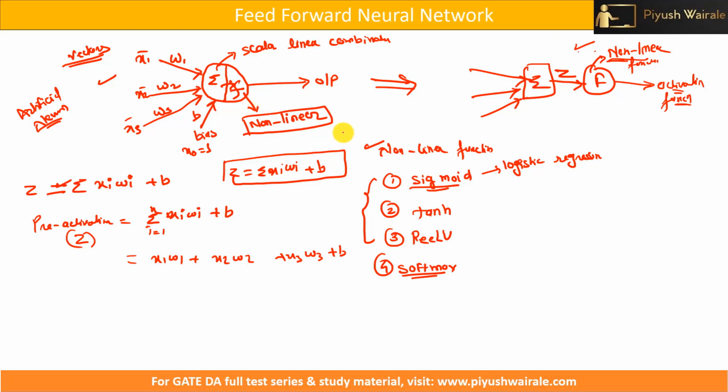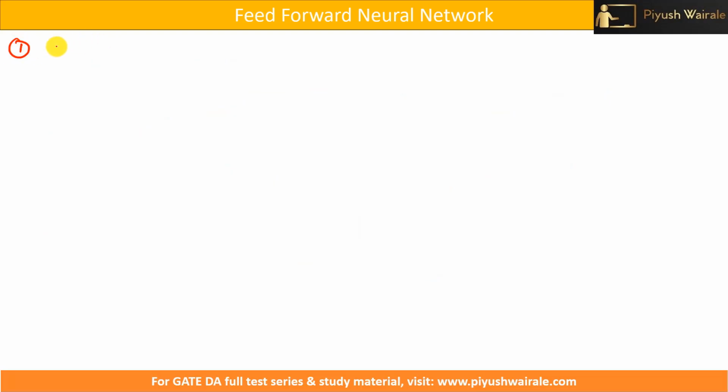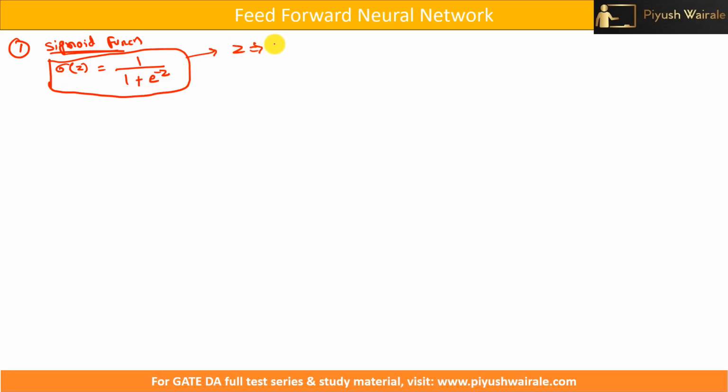Now we'll discuss what the non-linear function is in this case. First we'll discuss the example of the sigmoid function. We discussed the sigmoid function in the logistic regression part. It is given as sigma of z equals 1 upon 1 plus e to the power minus z. And if you observe, this z is basically the output of the pre-activation function.